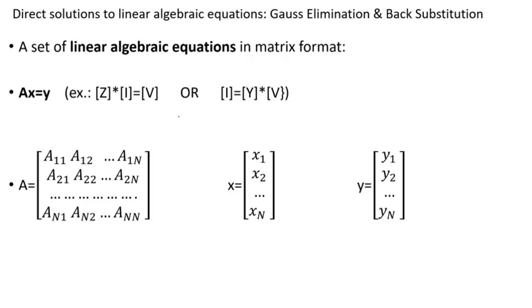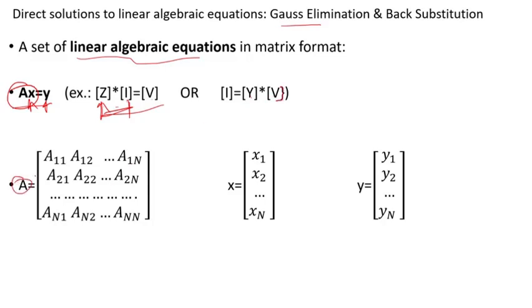When you have a linear system, you can use direct solutions, like Gauss elimination and back substitution. If you have a set of linear algebraic equations, you can put them in a matrix format: a matrix A times some vector X, so the product will be equal to vector Y. For example, with impedance, you take the system and put all the impedances in matrix form, then currents, so impedance times current is equal to voltage. Or if you don't want impedance, you can use admittance: current is equal to admittance times voltage.